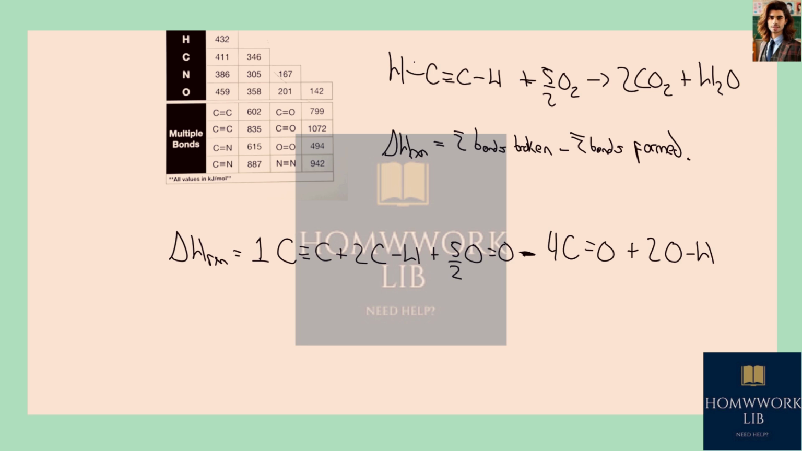If we replace the values that we have from our table, this is going to be 1 times carbon triple bond carbon, 835 kilojoules per mole, plus 2 times carbon hydrogen corresponds to 411, plus 5/2 times oxygen double bond oxygen is 494. Of course, all of these values are going to be in kilojoules per mole, so you can add the values over here. Minus 4 times carbon double bond oxygen, that is 799, plus 2 times oxygen single bond hydrogen, which is 459. And all of this is going to be in kilojoules per mole.